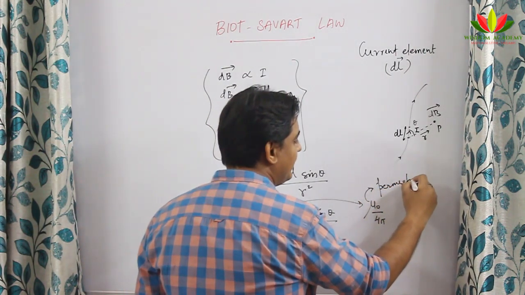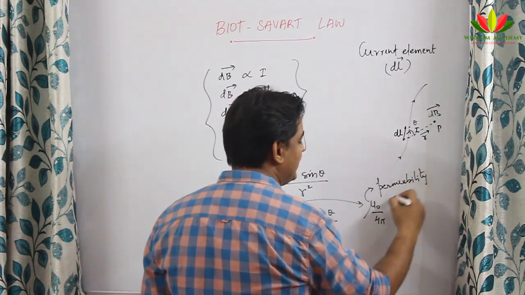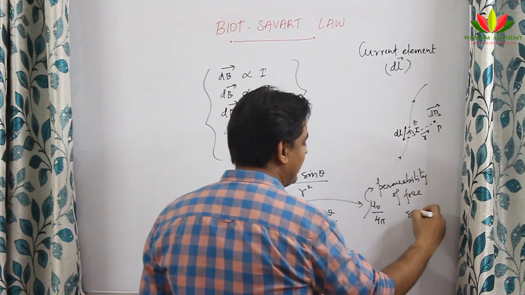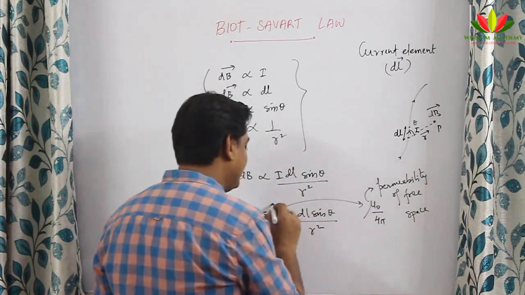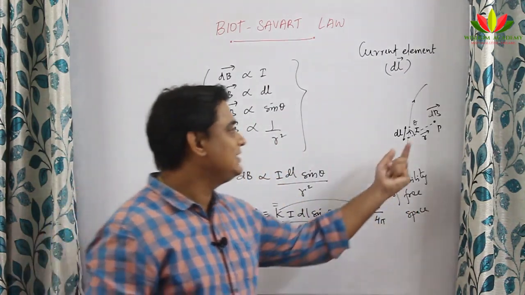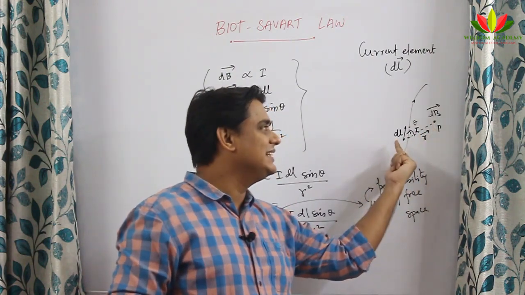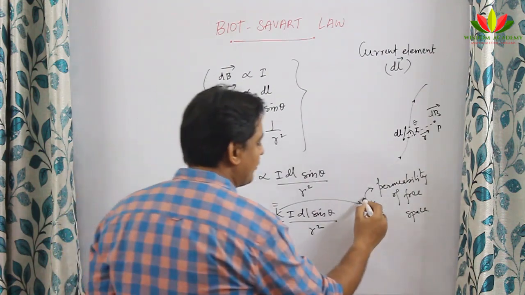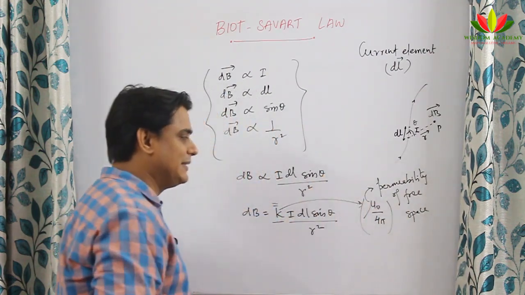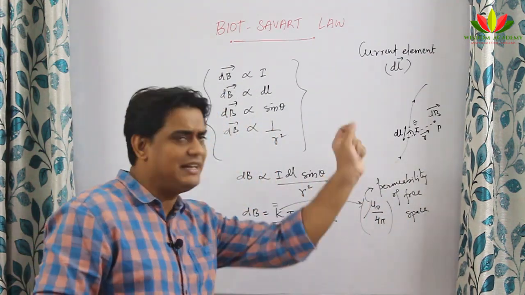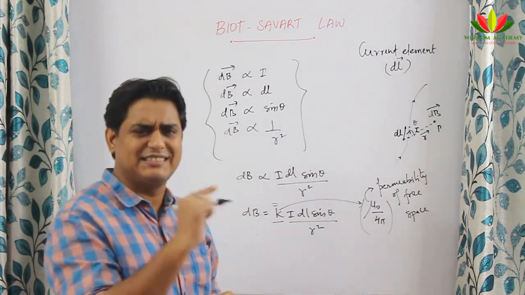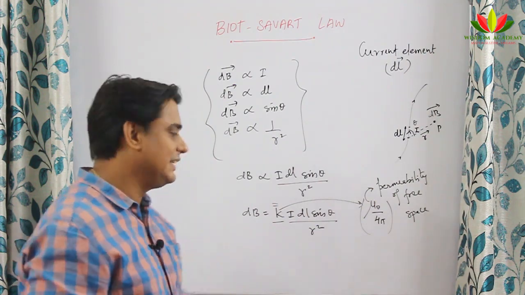It is permeability of free space because k was dependent on the medium. So the medium present between P and this dl was governing the magnetic field. That is called mu naught by 4 pi, permeability of free space. If you replace that free space with some medium, it will become mu naught into mu r, that is equal to mu of that medium. We have already seen this kind of thing with epsilon naught also, in the same way.